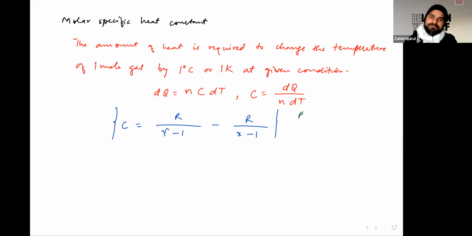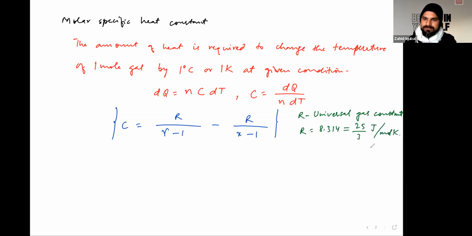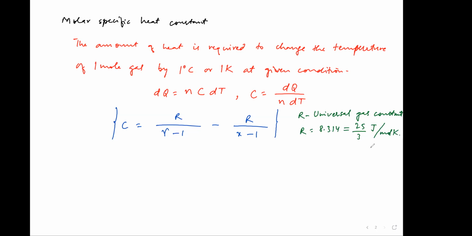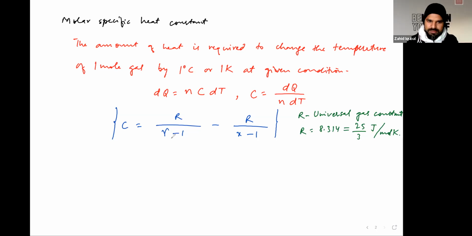Here, R is called the universal gas constant. You must have learned this in chemistry. It is equal to 8.314, or for calculation, just use 25 by 3 joule per mole per Kelvin. Fatima, is it clear? Yes. Next, what do you mean by this gamma? First, write it down. I'm defining this particular gamma for you.